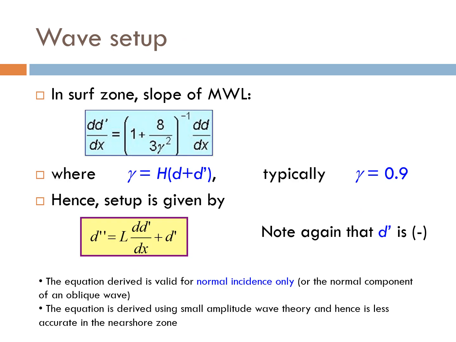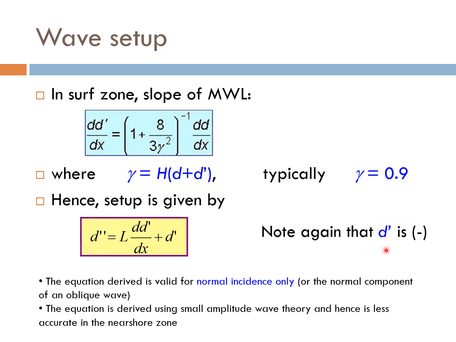Here we have the equation for the slope of the mean water line given by an empirical equation, whereby it depends on the beach slope and parameter gamma, where gamma equals h over d plus d prime, and typically it takes the value of 0.9. This is based on observations in coastal areas around the world, and if we are able to solve the slope of the mean water line, then we can use the geometry in the previous slide to work backward and get the wave set up, the d double prime.